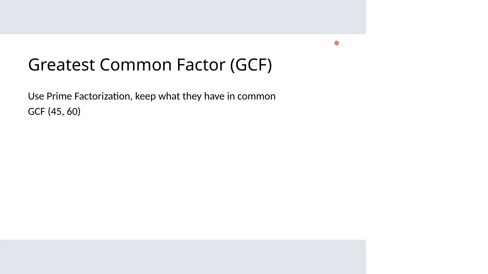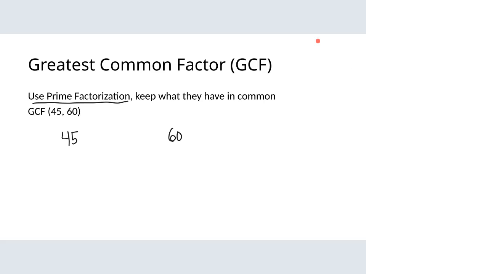The way that we find the greatest common factor is by finding the prime factorization of each number. First, we find the prime factorization of each number. So we're going to find the prime factorization of 45, and we're going to find the prime factorization of 60. As we do that, you might do these differently, but hopefully you'll end up in the same place.